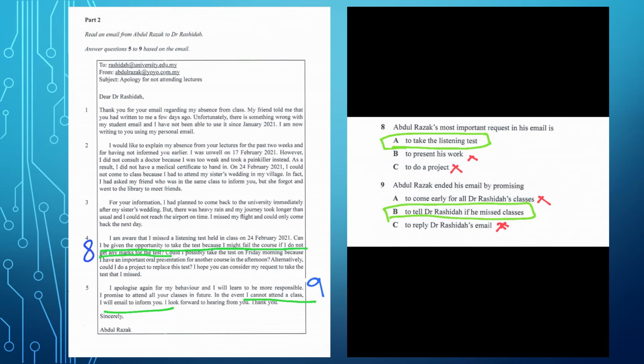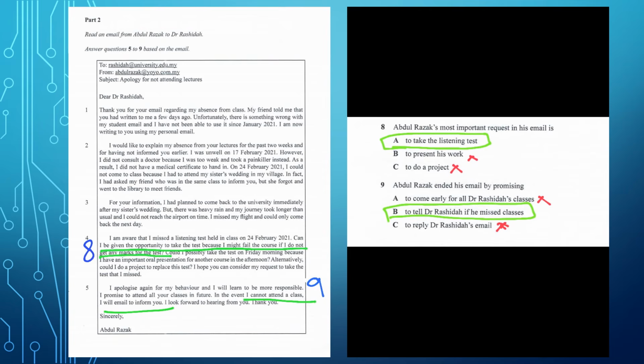So we go back to the question. B, to present his work. No, not about that. C, to do a project. Yes, to do a project was mentioned in the passage, but that was the alternative if his first request was not given. So he was suggesting to do a project. So here the most important request was A, to take the listening test.